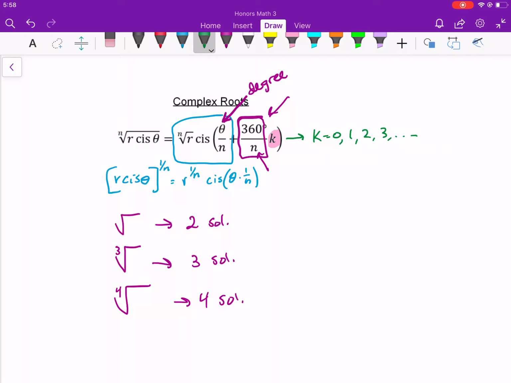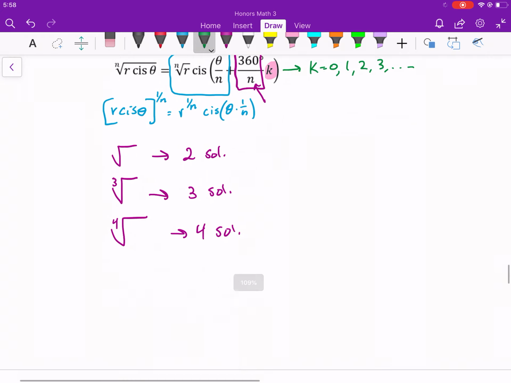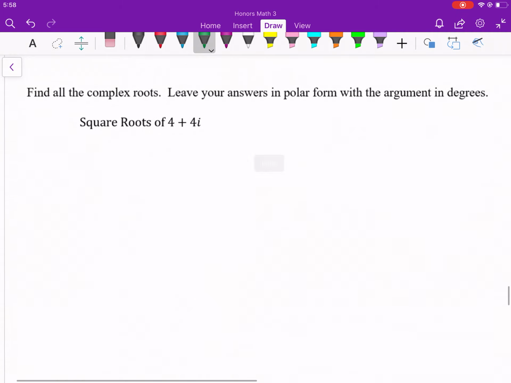So don't let this scare you. We're really just using the power rule, but then we're finding other solutions. Okay, so let me show you what I mean by that. Now, to make it a little simpler, I am going to have you just do your argument in degrees. I think it's easier to do it in degrees, but if you don't feel that way, that's fine.